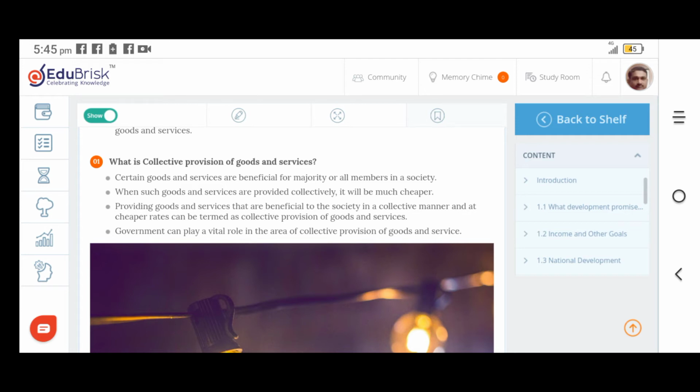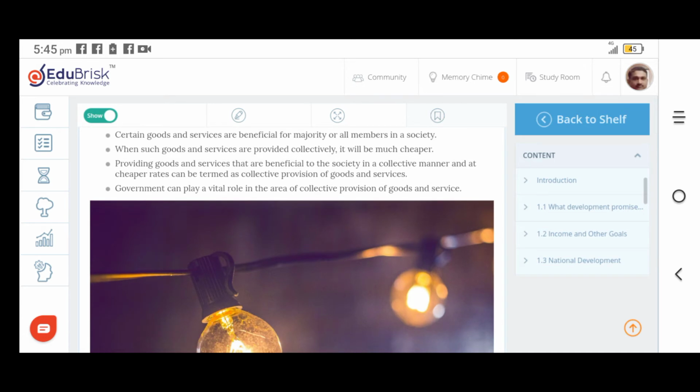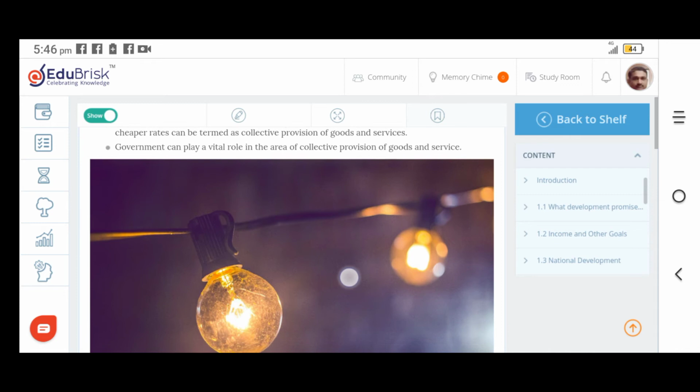When such goods and services are provided collectively, it will be much cheaper. Providing goods and services that are beneficial to society in a collective manner and at cheaper rates can be termed as collective provision of goods and services. In the examination, what is collective provision of goods and services? It means some goods and services that are beneficial to society can be provided collectively at cheaper rates. The government can play a vital role in the area of collective provision of goods and services.